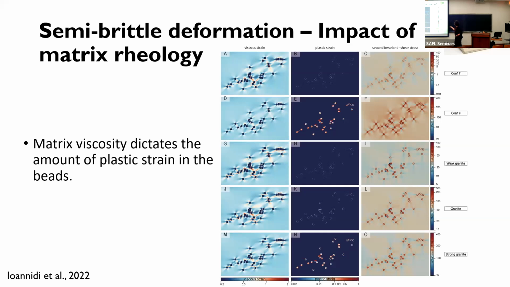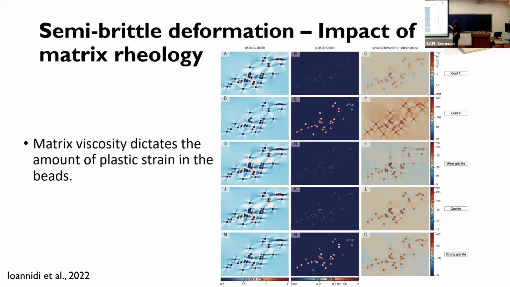So we tried two constant viscosities. So it's just a constant viscosity. One that's relatively weak and one that's a bit higher. And when we look at the results, the first column is the viscous strain in the matrix. The second column is the plastic strain in the beads. And then the third column is the second invariant in the shear strength.